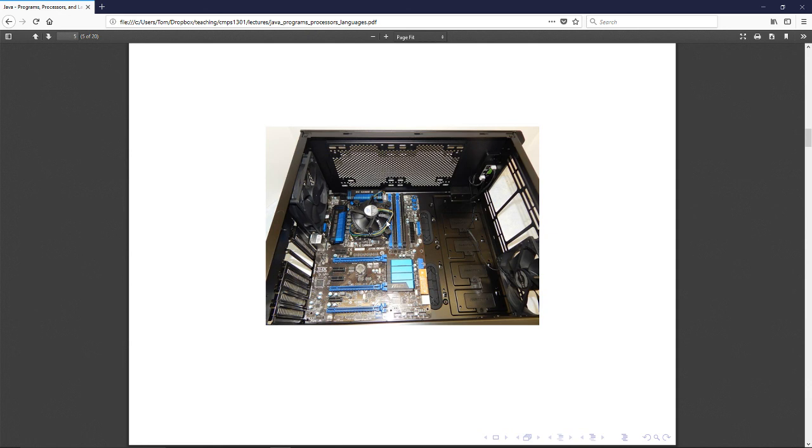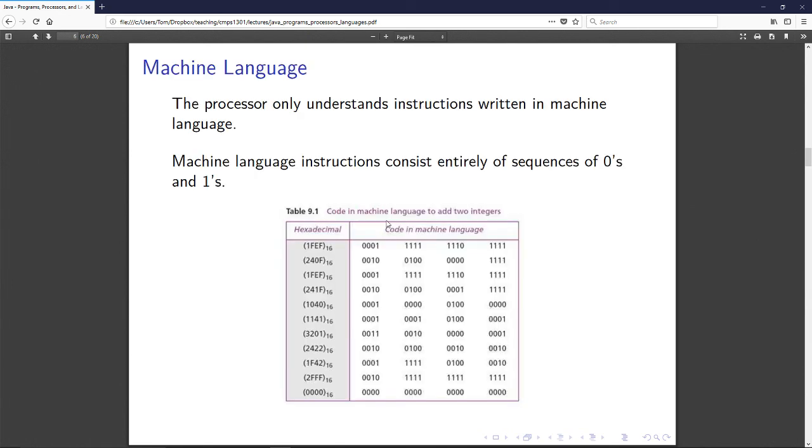All right, so that's what actually carries out the instructions that you send into the computer with your program. The thing about the processor that you need to understand is that it only understands instructions written in machine language, and machine language instructions consist entirely of sequences of zeros and ones. Here are some examples of commands that you might see in machine language. Nothing but zeros and ones like that. The chip doesn't really understand anything else other than that.